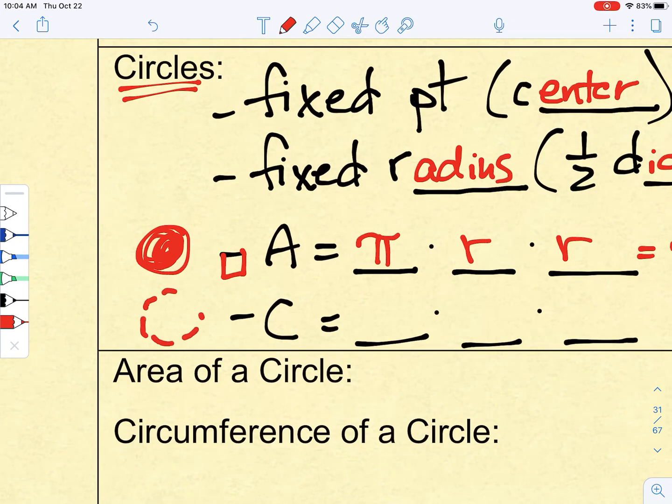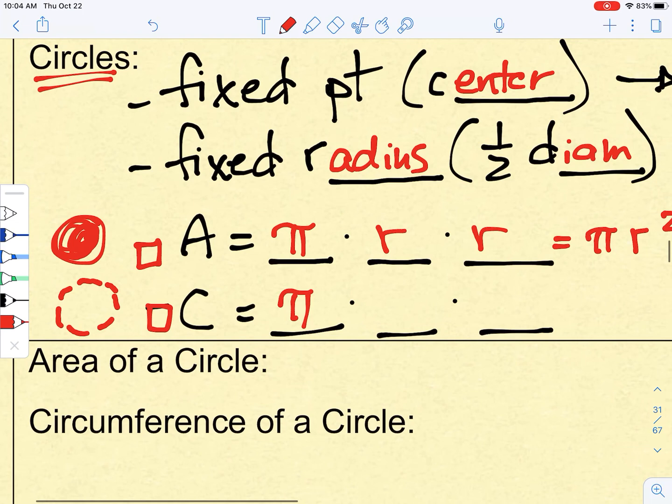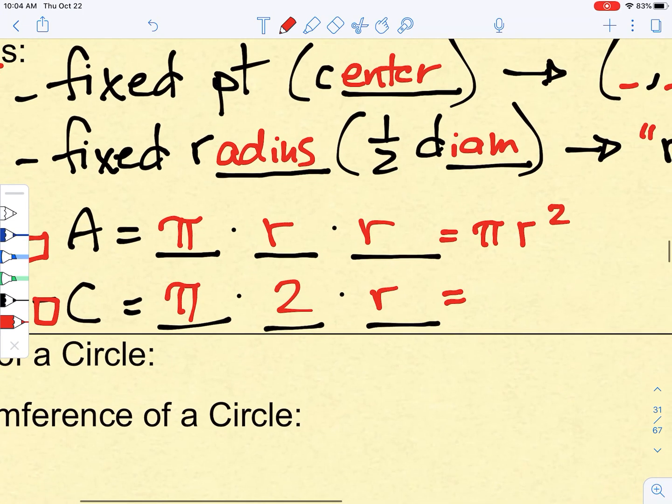Circumference. Circumference is just the distance around a circle. We label it with a C, and then we say pi again, the magical number that it is, times 2 times r. Or, most books will rearrange that and say 2 pi r.